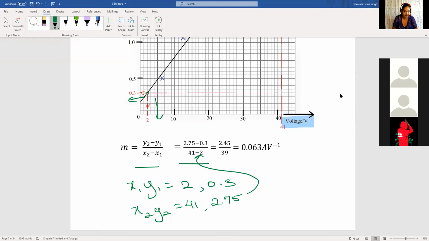Plug it into your formula. So it's going to be 2.75 minus 0.3 over 41 minus 2. Please work out your denominator and numerator first, and then hit your equal sign. We have our answer, and then we have our units. So we will do this again. This is for you all to use. I will post this up in the classroom right afterwards. So use it, print it, apply it.